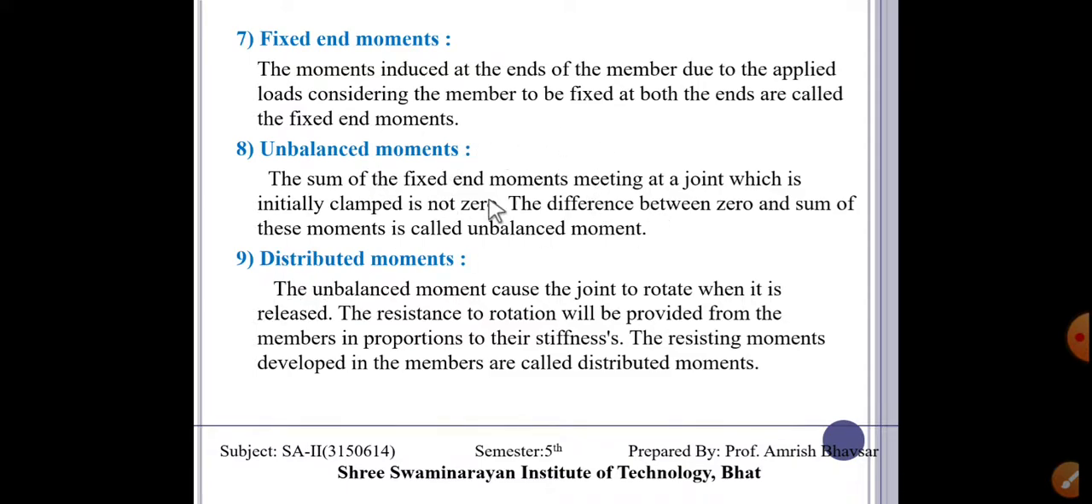So this unbalancing moment must be distributed in some way so that the joint is balanced. The unbalanced moment causes the joint to rotate when it is released. The resistance to rotation will be produced by the members in proportion to their stiffness. The resisting moments developed in the members are called distributed moments.